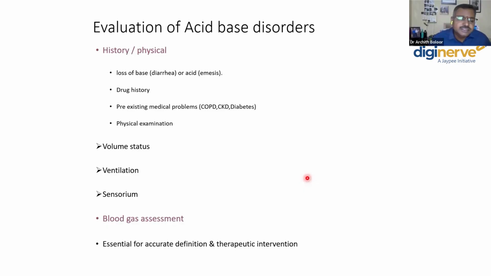And very important is the blood gas assessment, which we are going to discuss in a little detail. Once we have identified the abnormality in the blood gas, is it a metabolic acidosis? Is it a metabolic alkalosis? Is it a respiratory acidosis? Is it a respiratory alkalosis? We have to identify the cause. Because we can treat these abnormalities, but unless we treat the cause, the abnormality will not completely clear. So we need to identify that also. That is very important for identifying the cause of this acid-base disorder.